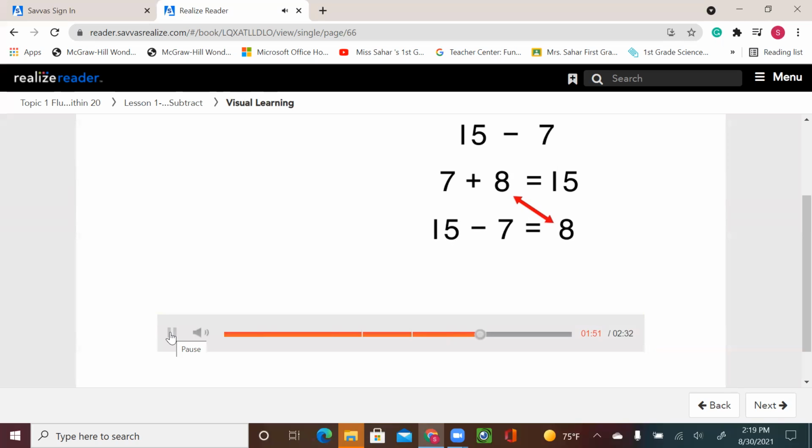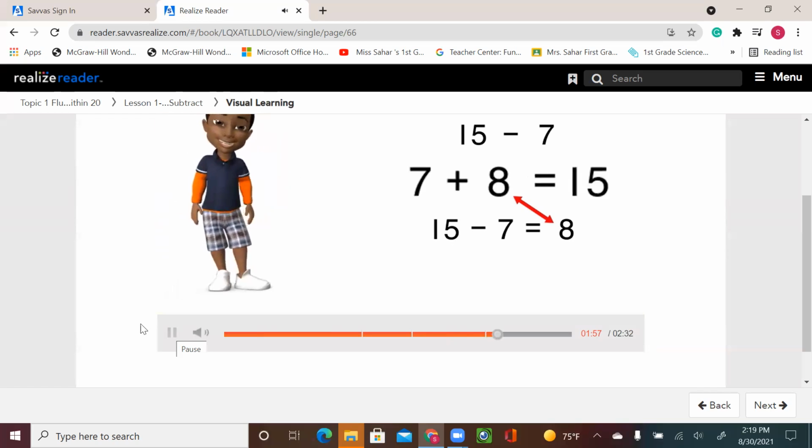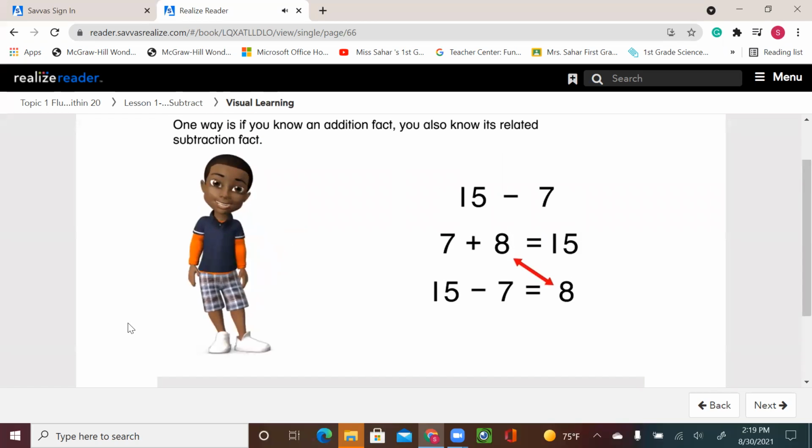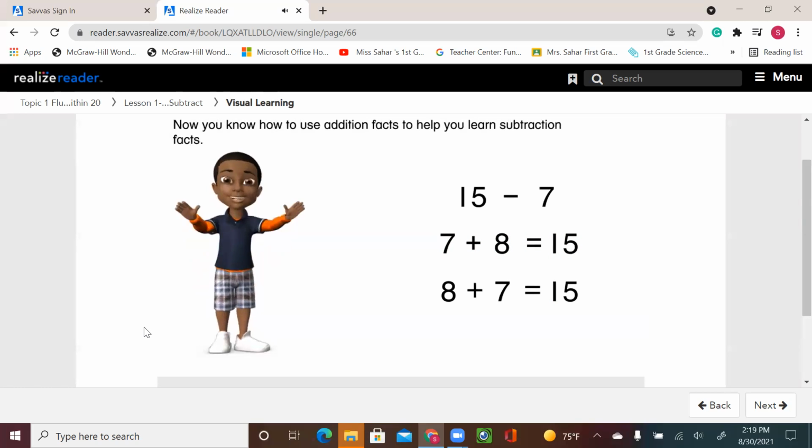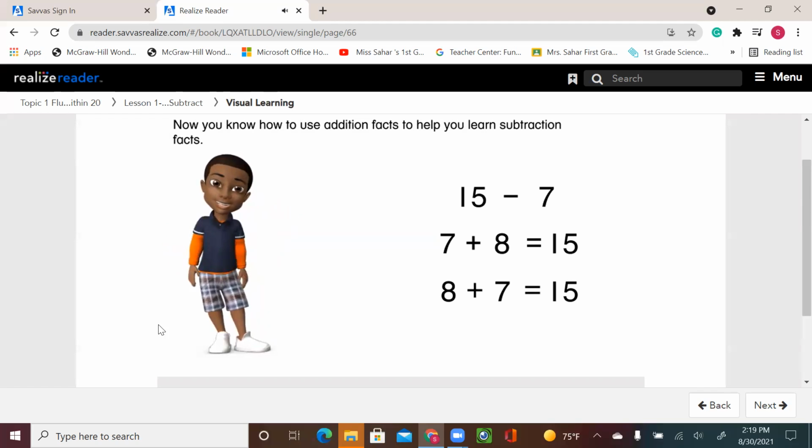Explain in your own words how addition and subtraction are related. One way is if you know an addition fact, you also know its related subtraction fact. Is there another addition fact that relates to 15 minus 7 equals 8? Yes, there is another addition fact. What is it? Another addition fact is 8 plus 7 equals 15. Now you know how to use addition facts to help you learn subtraction facts.